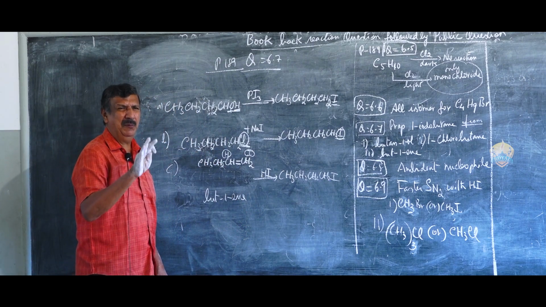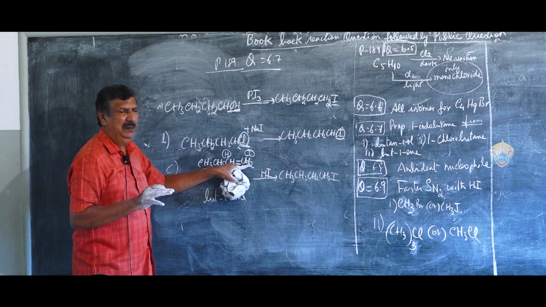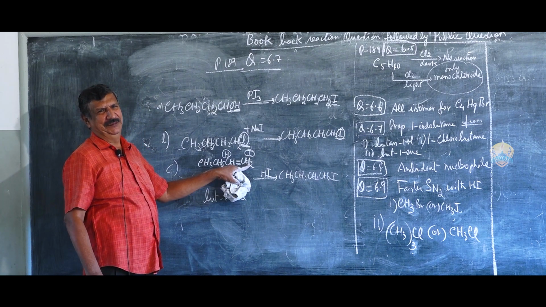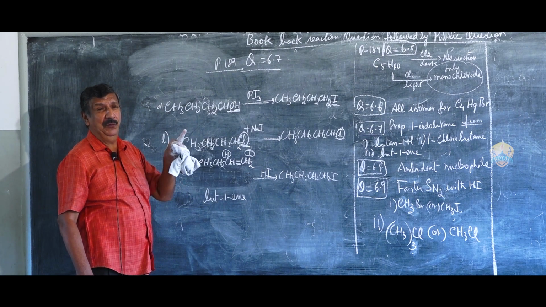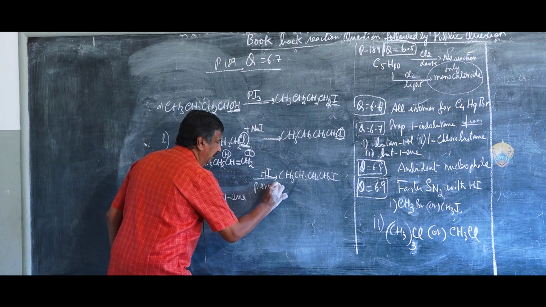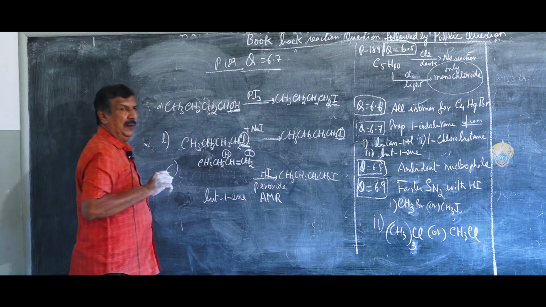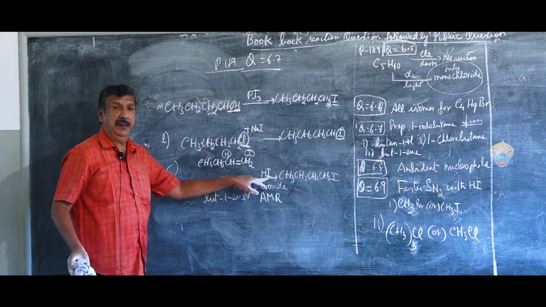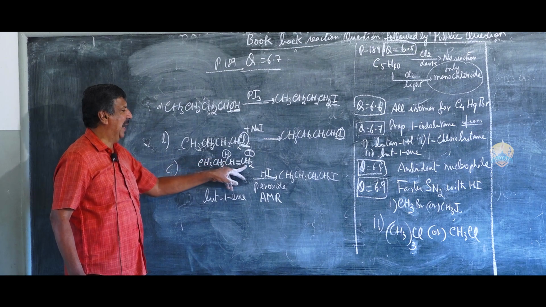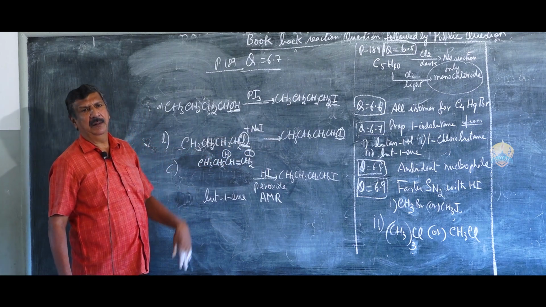but what is the problem here? When you add I to the carbon having more hydrogen, it is against Markovnikov rule. So, what should I do? You should add peroxide. That is anti-Markovnikov rule. You should not only add HI, you should add peroxide. In that case, H will join here, I will join here to form N-butyl iodide.